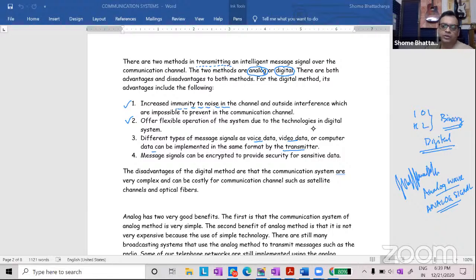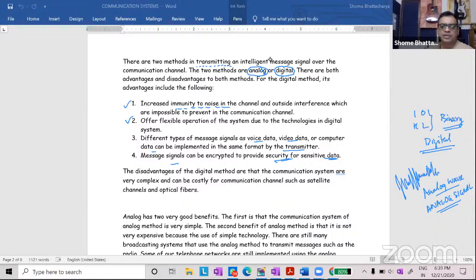Whereas in analog, you cannot do that. If you're sending an audio signal, then you have to use a certain bandwidth of the carrier waves to send that particular signal. Along with that, if you're sending a video signal, then you'll have to use a different bandwidth. And of course, as I told you, message signals can be encrypted for security and data sensitivity, etc.